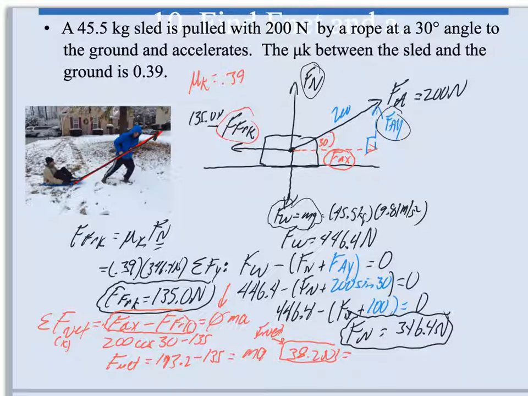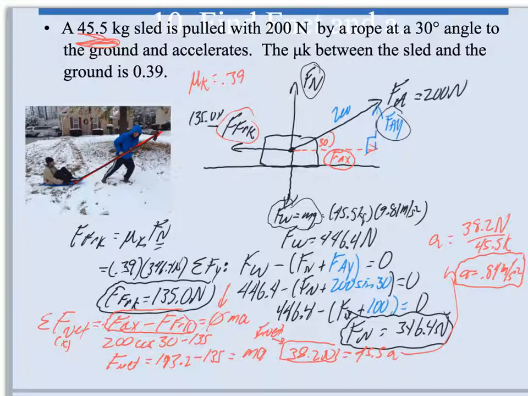Well, what does that equal? That equals MA. Well, what's M? M's way, way up here. M was 45.5 times our unknown acceleration. And how am I going to solve for the acceleration? Well, it's going to be 38.2 newtons divided by 45.5 kilograms. And I end up with an acceleration of 0.84 meters per second squared. And there's your answer to that problem.